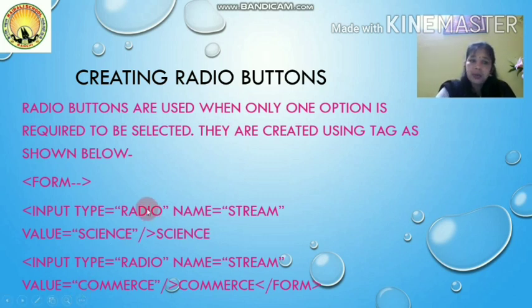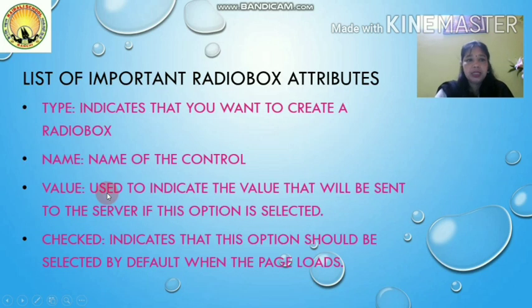Here, input type equals to radio, name, and value. All the attributes are similar to checkboxes, and this will again be written inside the form only. The list of important radio button attributes is the same again: type, name, value, and checked. By default, which option you want to be displayed on the screen.